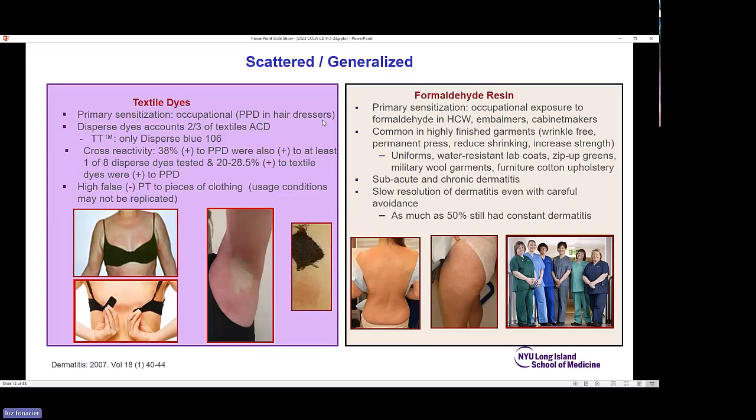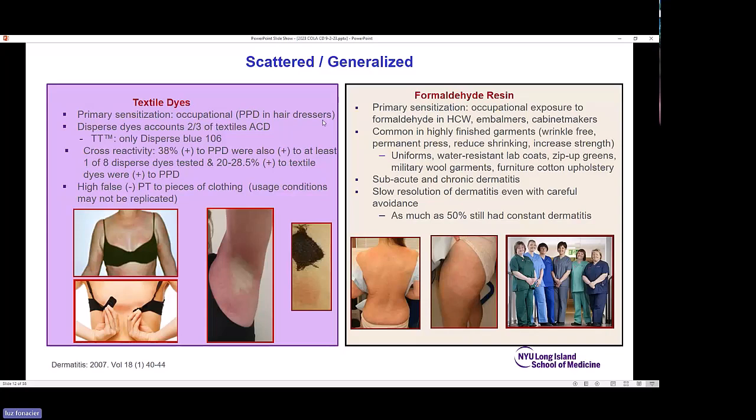And the primary allergen here would be formaldehyde resin, and primarily the sensitization is occupational. Again, formaldehyde in healthcare workers, embalmers, cabinet makers. Now, this is very common. Formaldehyde resin is very common in highly finished garments. When you have wrinkle-free, permanent press, reduced wrinkling, increased strength of your uniform, especially water-resistant lab coats, zip-up greens, even furniture and custom upholstery, you can have exposure to formaldehyde resin enough to cause this dermatitis.